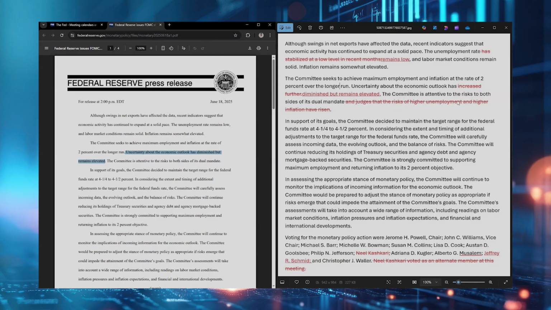The committee is attentive to the risks to both sides of its dual mandate, and then they took it off, all of this. And the judges that the risks of higher unemployment and higher inflation have risen. So basically, it's not here, of course, but they took all of this off. I'm just trying to find it. It's over here. So that is the last sentence from the last one. So they took all of this off. Basically, they're not judging that the risk of higher unemployment and higher inflation have risen.